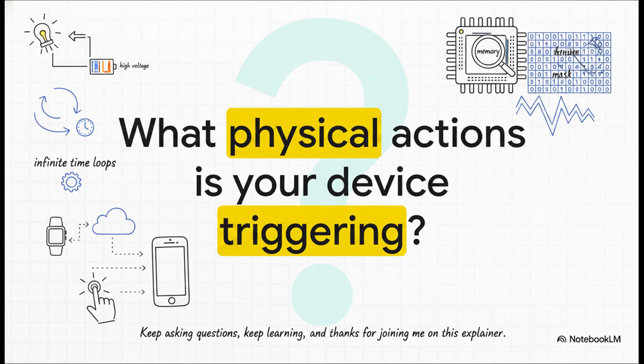From blindly flipping a voltage high to turn on an LED, to carefully constructing infinite time loops, to using bitwise masks to surgically alter memory, this is the hidden language of machines. Which leaves us with this final thought. If every modern system, from your smartwatch to giant cloud servers, ultimately relies on these exact microscopic bit manipulations at its core, what physical hardware actions is the device you're watching this on secretly triggering right now?